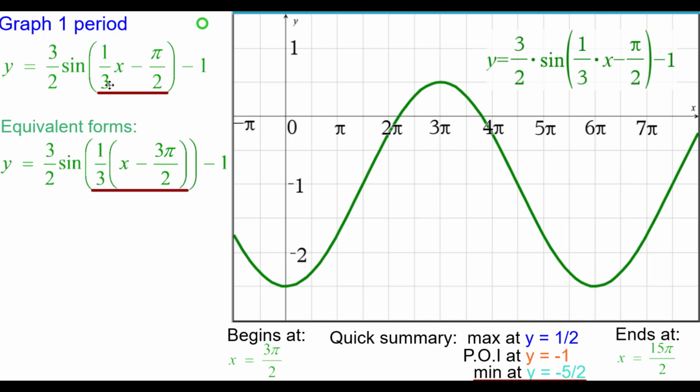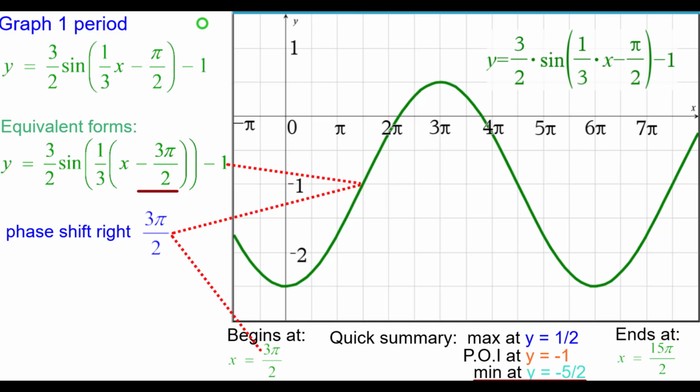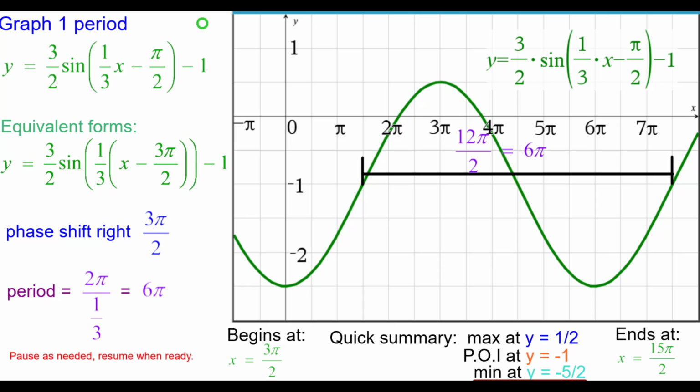Equivalent forms: we factor out the 1/3, and we can see that the phase shift is right 3 pi over 2, and we can see that on our graph. We also have the -1 for the point of inflection. We can see that right there. The period is inversely proportional to this coefficient, so dividing by 1/3 is the same as multiplying by 3. So the period is 6 pi, and we can see that it starts here and ends here, and that is a distance of 12 pi over 2, or 6 pi. Pause as needed.